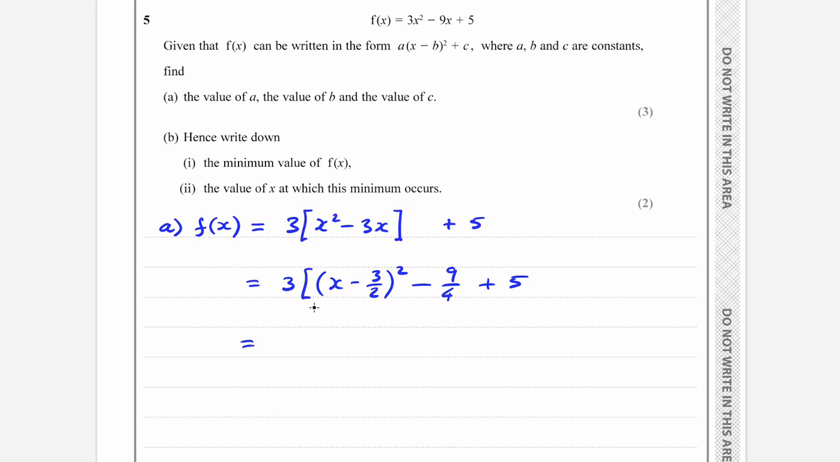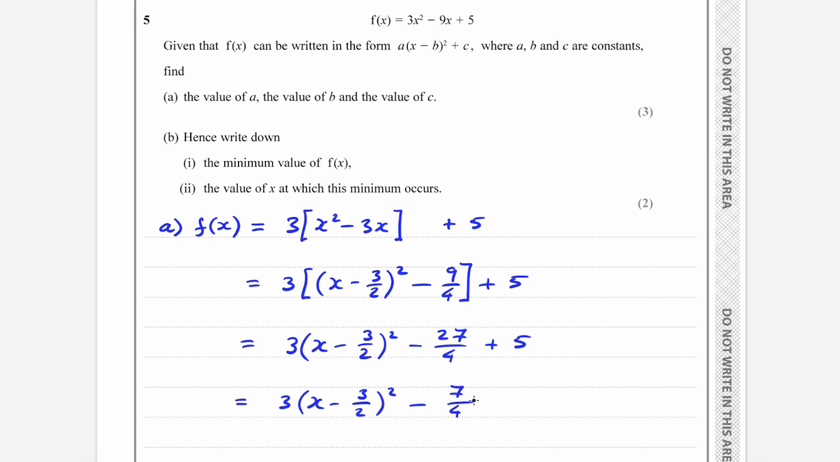This then becomes, sorry guys, I forgot to close that bracket importantly. Okay, this then becomes, multiply out this bracket, 3 times x minus 3/2 squared, and then minus, I have to do 3 times this, so minus 27/4 plus 5, and then finally 3 times x minus 3/2 squared. This is minus 27/4 plus 20/4. You can use your calculator here, obviously, guys, but that will be minus 7/4.